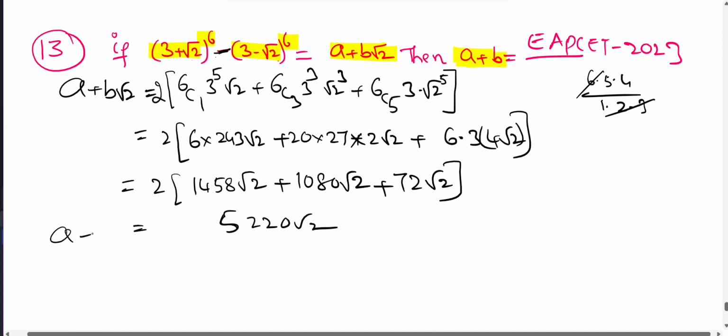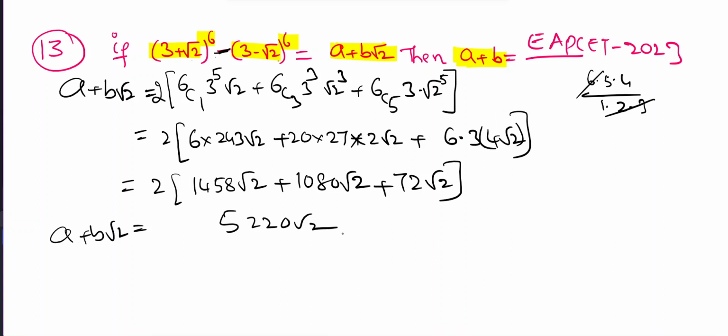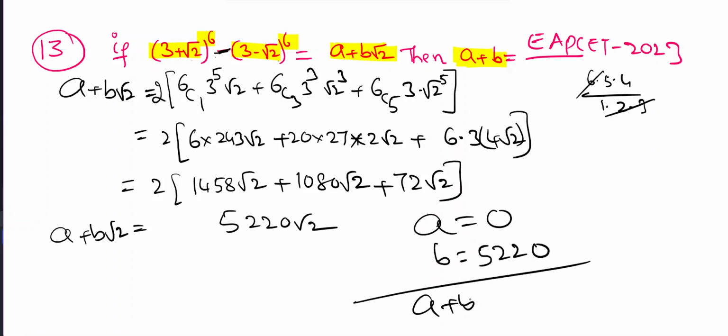This is a plus b root 2 is equal. Equating these two, from this a is equal to 0 and b is equal to 5220. So now we find a plus b. a plus b is equal to 5220. That is the required answer.